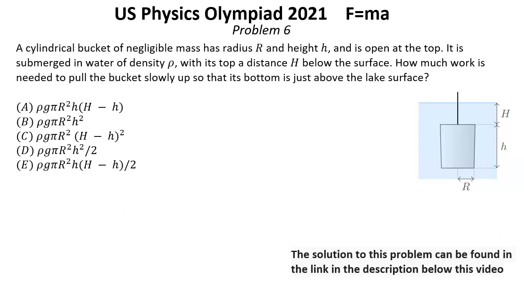Problem number 6. A cylindrical bucket of negligible mass and radius r and height h is open at the top. It is submerged in water of density ρ, with its top a distance big h below the surface. How much work is needed to pull the bucket slowly so that its bottom is just above the lake surface?